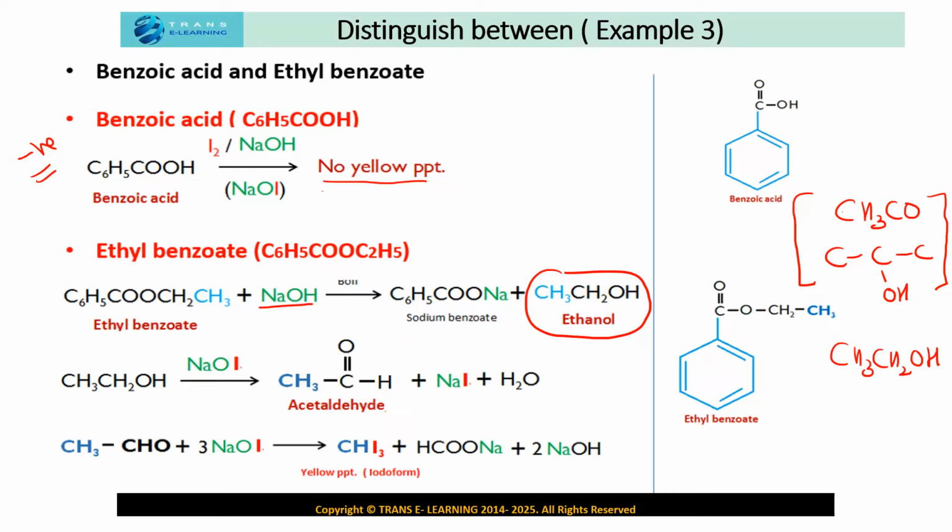In the case of ethyl benzoate on reaction with sodium hydroxide, we are going to get sodium benzoate and ethanol. Now, ethanol on consecutive reaction with sodium hydroxide and iodine is going to give you acetaldehyde, which is a methyl ketone, and that is going to give you the positive test of the iodoform here. Right. So in this video, we have just covered three examples. In our other videos, we will cover a lot more examples so that you understand how you can use haloform tests to distinguish between compounds.